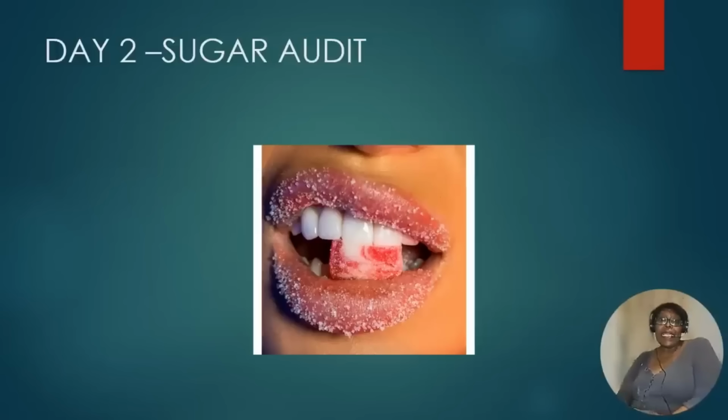And then the second day, which is day 2, is sugar audit. I want you to take a sheet of paper and write all the sugar that you are having during the day. How many times you are having a drink or how many times you have sweets. The best time to eat sweets is after meals, not in between meals. You can have sweets, but it should be in one go.